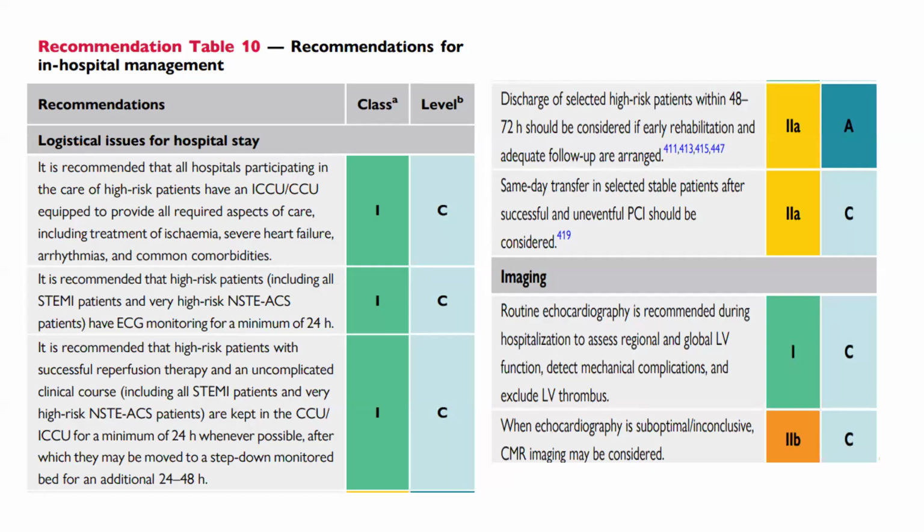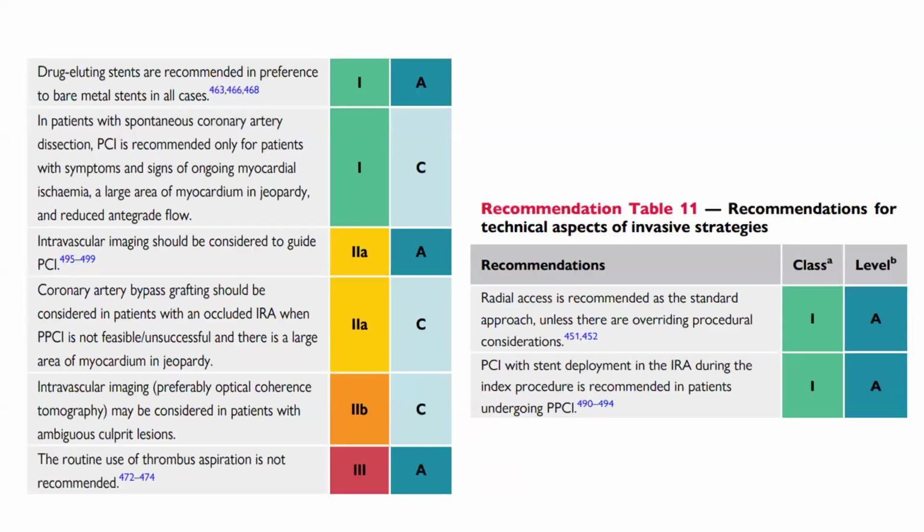Routine echocardiography is recommended during hospitalization to assess regional and LV global function, detect mechanical complications, and exclude LV thrombus. It's a class 1. And when echocardiography is suboptimal, MRI is not compulsory, it's 2B.